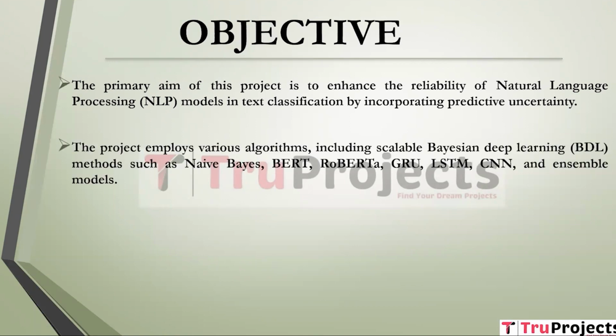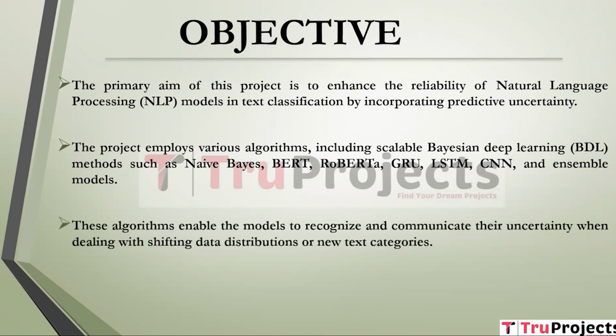We aim to utilize various algorithms including scalable Bayesian deep learning methods such as Naive Bayes, BERT, RoBERTa, GRU, LSTM, CNN, and Ensemble models. These algorithms will help by providing more accurate and realistic measures of predictive uncertainty, allowing for better model calibration, enhancing model robustness by accurately identifying uncertainty, especially when faced with novel or out of distribution data.